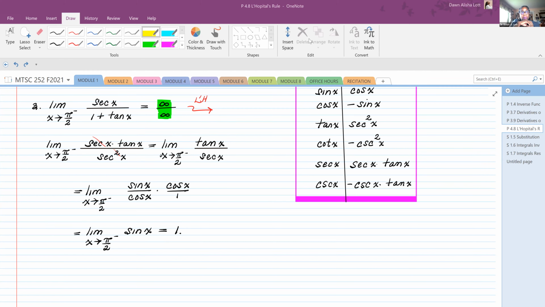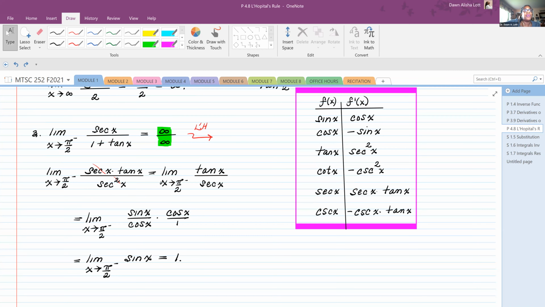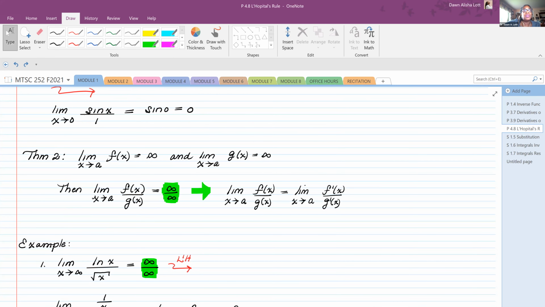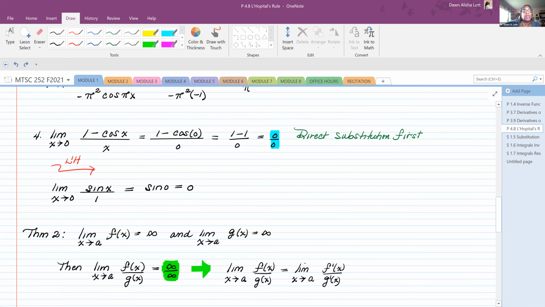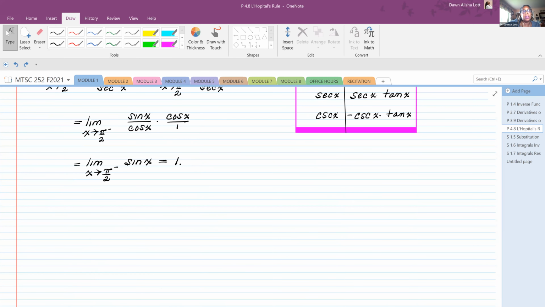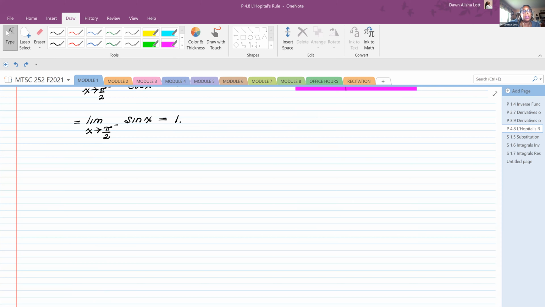Any other questions? Okay, so far we've looked at using L'Hopital's rule for 0 over 0, and we've looked at using L'Hopital's rule for infinity over infinity. Now, those are the only 2 times you can use it. You can't use L'Hopital's rule for anything else. So what happens when you get a different indeterminate form? All right, so let's look at other indeterminate forms.